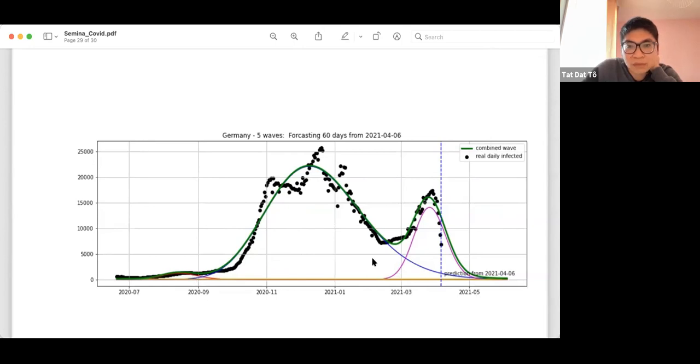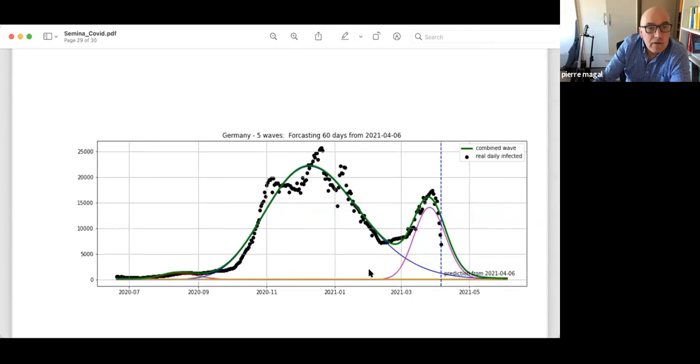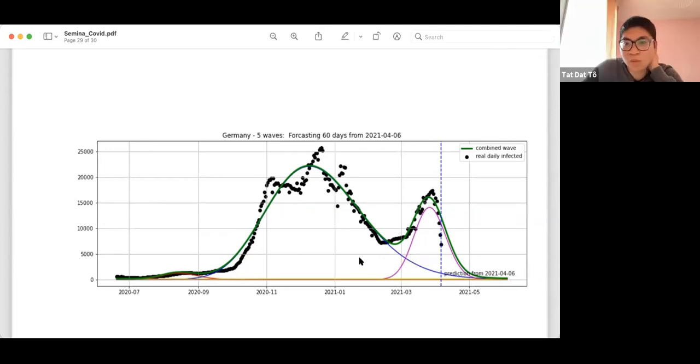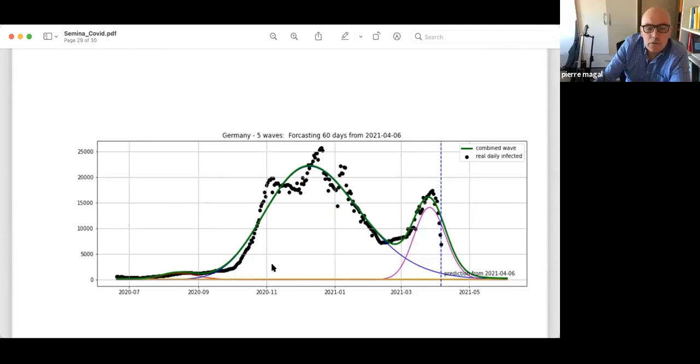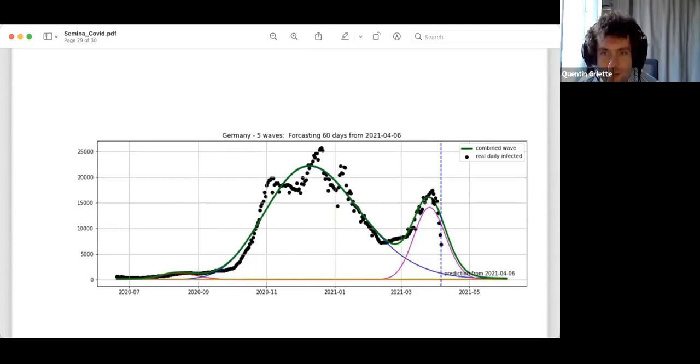So we try to use 5, but here you see that we have only 3 waves appearing, and the others are 0, something like this. What wavelet are you using here? It's the log normal one. Log normal. Okay. And so this leads me to my next question, which is how do you choose the number of wavelets?